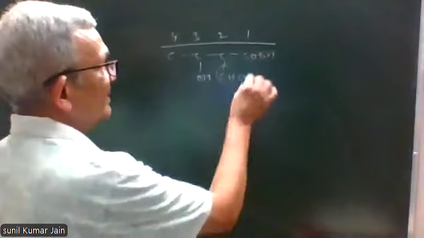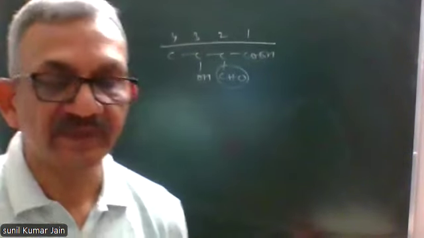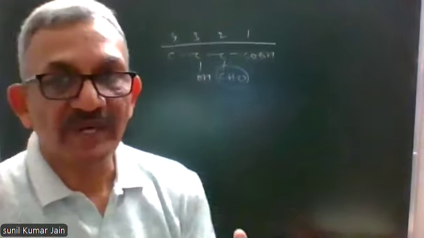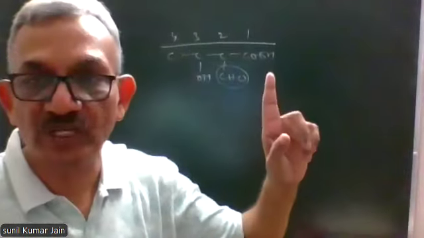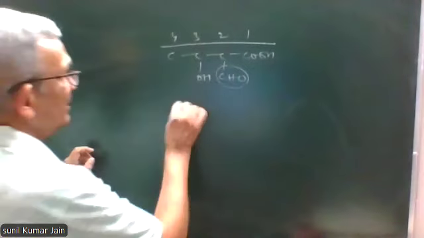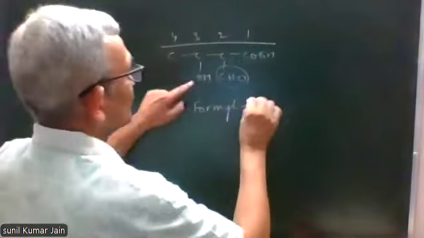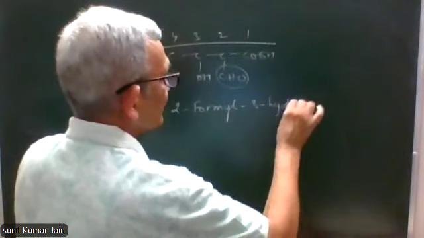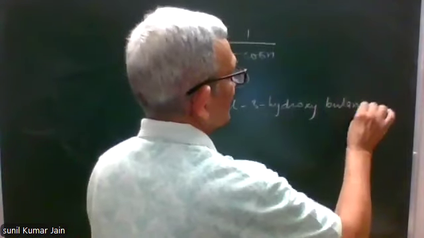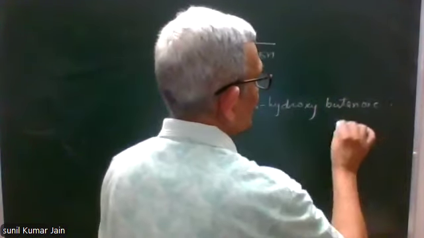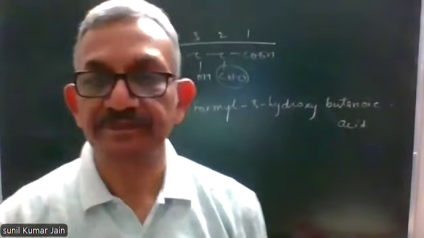It means when we name the compound, the prefix for CHO will be formyl. And alphabetically, formyl, F, comes before OH. OH is hydroxy. So the IUPAC name of the compound will be 2-formyl-3-hydroxybutanoic acid.